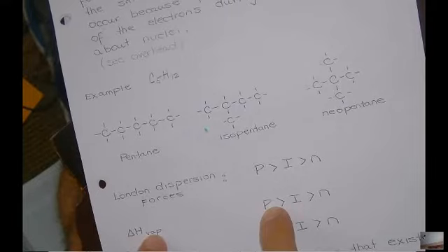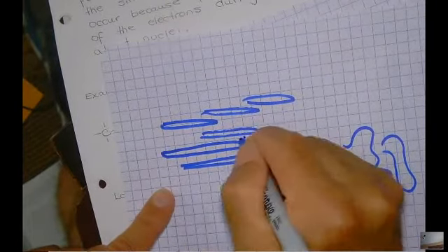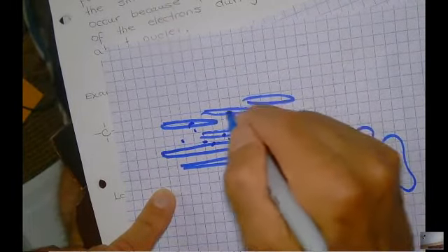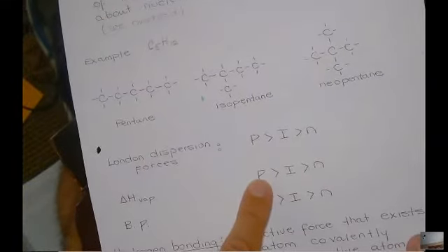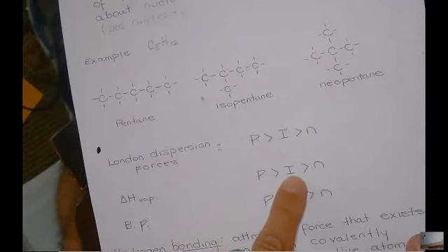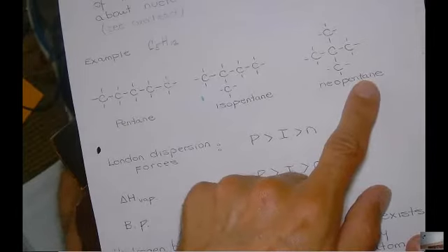How much energy does it take to evaporate it? Well, if these guys are all stuck together and have really tight forces and they're all holding each other together, it's going to be hard for one of them to escape and go into the vapor. It's going to have the highest delta H of vaporization. Isopentane is going to be in the middle, and neopentane is going to have the lowest.